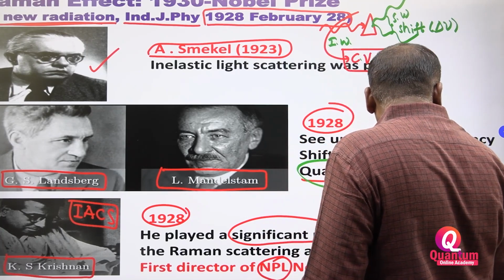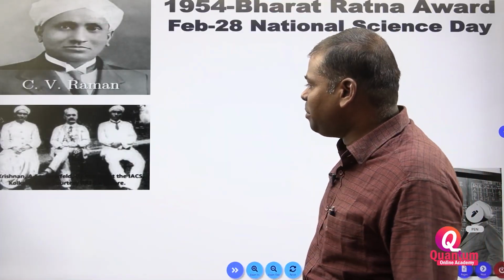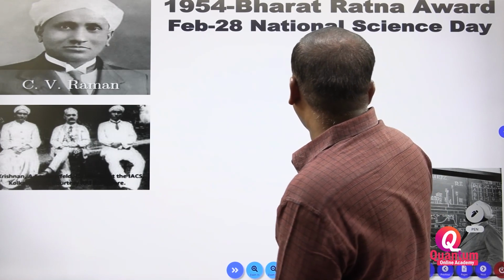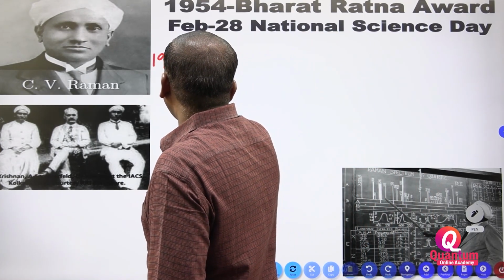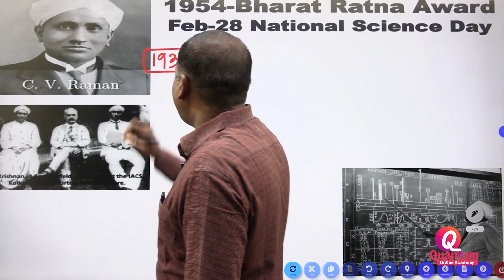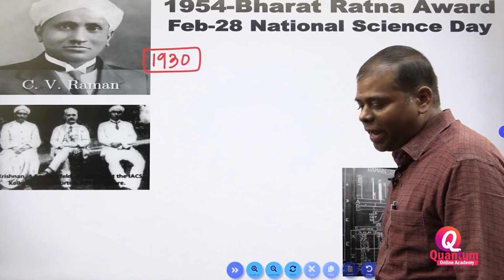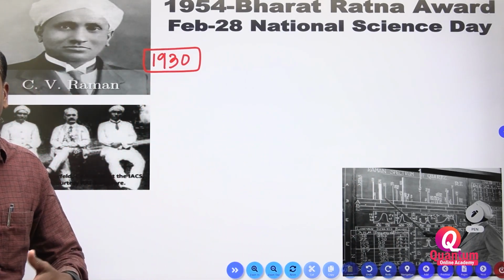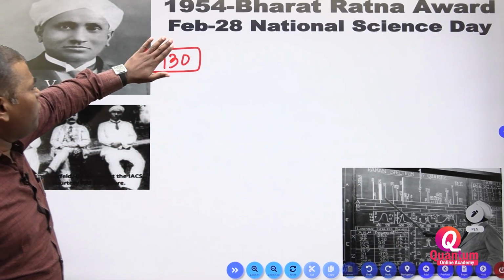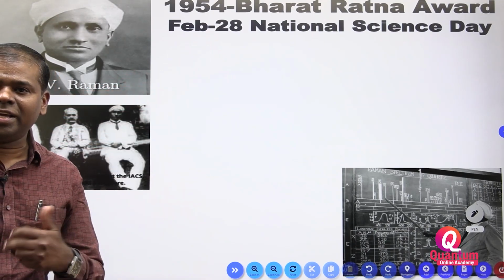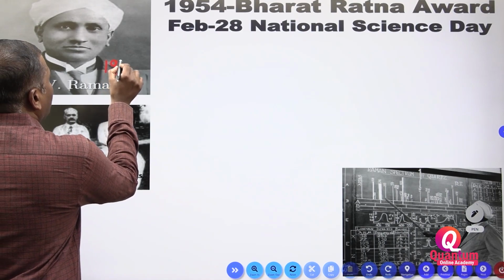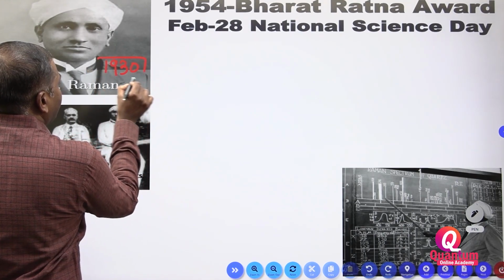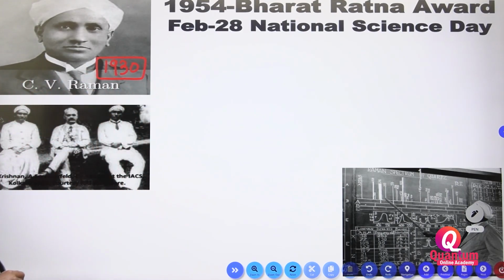Because of that publication, the Nobel committee identified him, and in 1930 he got the Nobel Prize, CV Raman, because of his effect. Which effect is that? The Raman effect. Whatever it may be, his student's work or his own work, he published the Raman effect, a new radiation, in the Indian Journal of Physics.